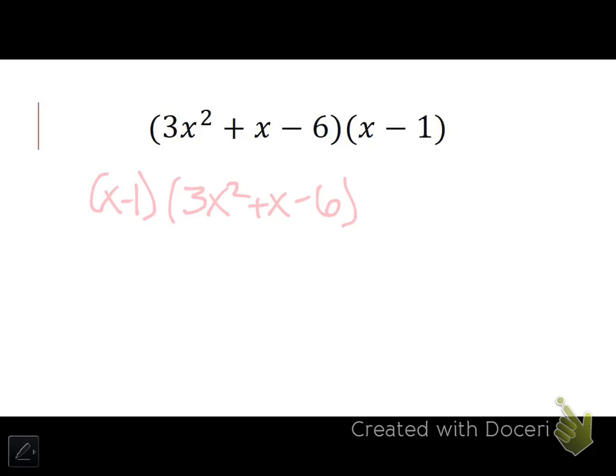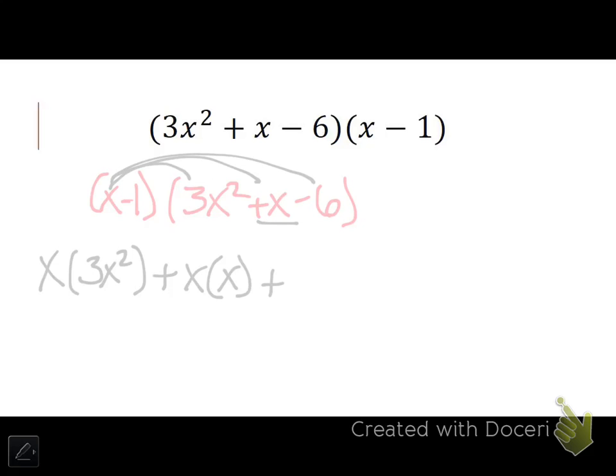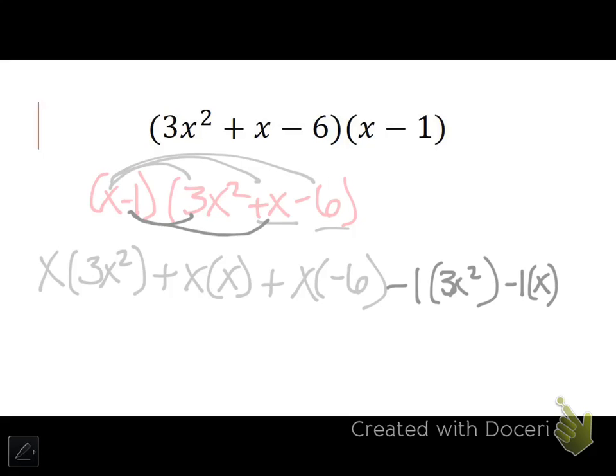So if I'm distributing it from there, we can't FOIL because we don't technically know what the inside is. We can't leave this x out. So we're going to distribute this x to everything. So I'm going to have x times my 3x squared plus x times my x plus x times my negative 6. And then we can't forget about this negative 1 here. So I got to distribute the negative 1 and we're just going to add it on to the end. So negative 1 times 3x squared, negative 1 times x, and negative 1 times negative 6.